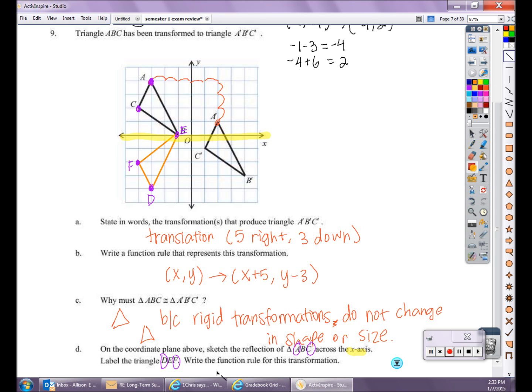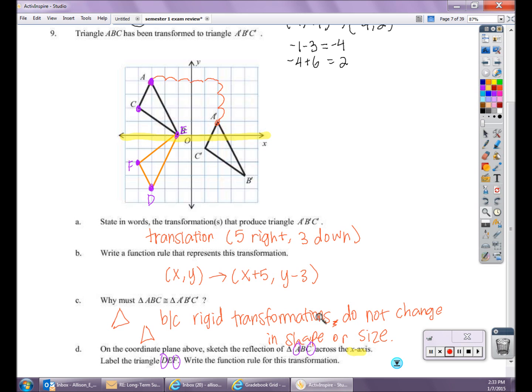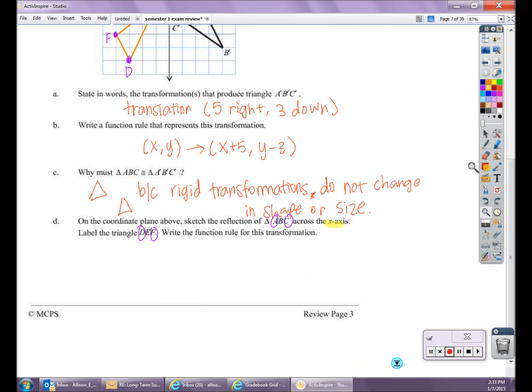Alright, write the function rule for this transformation. So you want to make sure you draw it because that's worth points. And then you want to write the function rule. So the function rule for a reflection over the x-axis is x stays the same and y changes.